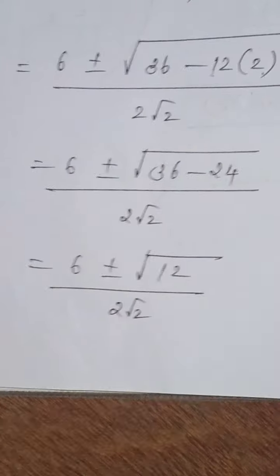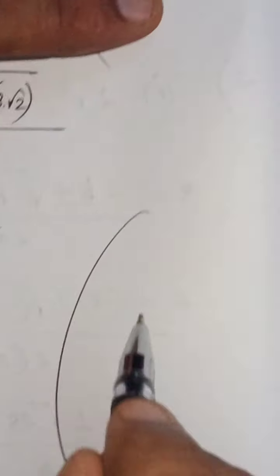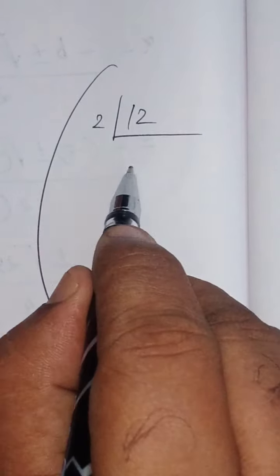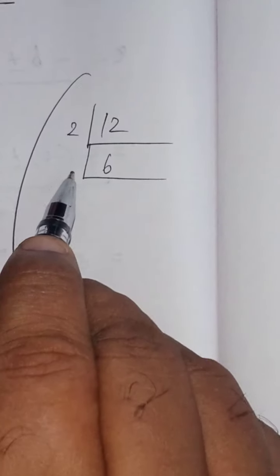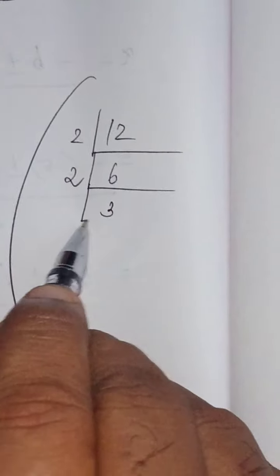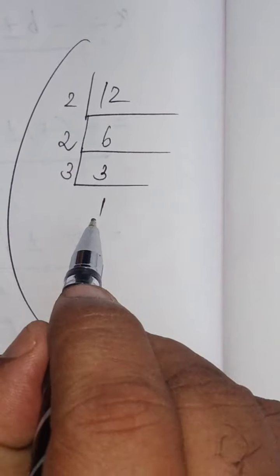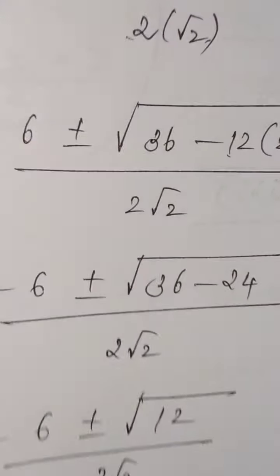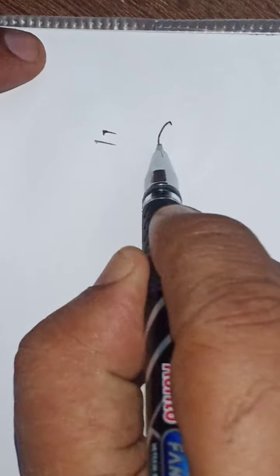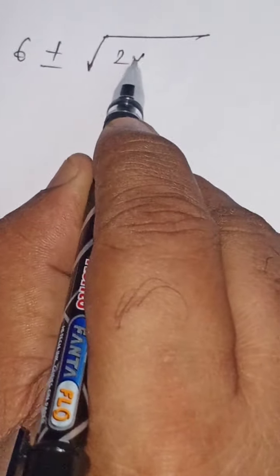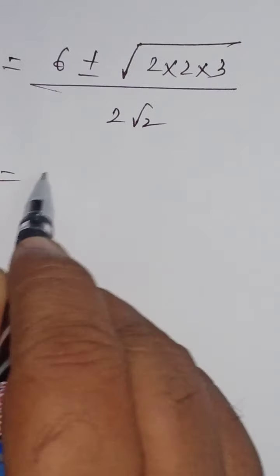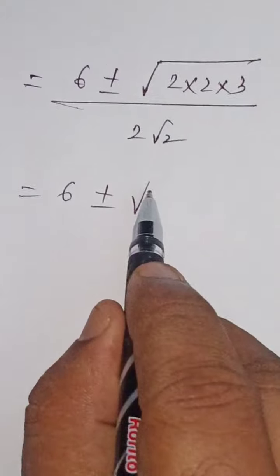12 is not a perfect square, we have to factorize. I do it here. 12, divide only by the prime number, can go for 2 table. 2 table how many times? 6 times. And again 2 table 3 times. 3 table 1 time. Right, 2, 2, 3. That is, first write 6 plus or minus root of, instead of 12 we can write 2 into 2 into 3, divided by 2 root 2 equals 6 plus or minus.